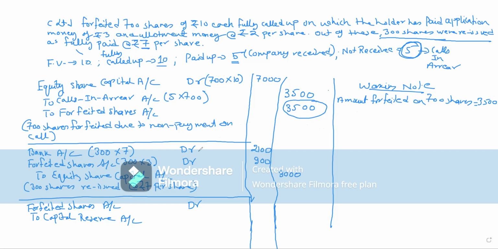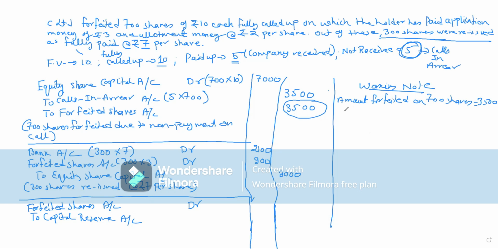Now the profit you will calculate, the profit on reissue, for how many shares will you calculate it? For 700 shares or 300 shares? The profit that will be transferred to capital reserve. What does forfeited shares to capital reserve mean? You are transferring the profit on reissue. Now you are transferring profit on reissue on how many shares? 700 shares or 300 shares? You will calculate profit only for as much as you reissue. Are you understanding this? Yes, sir. Any question on this?